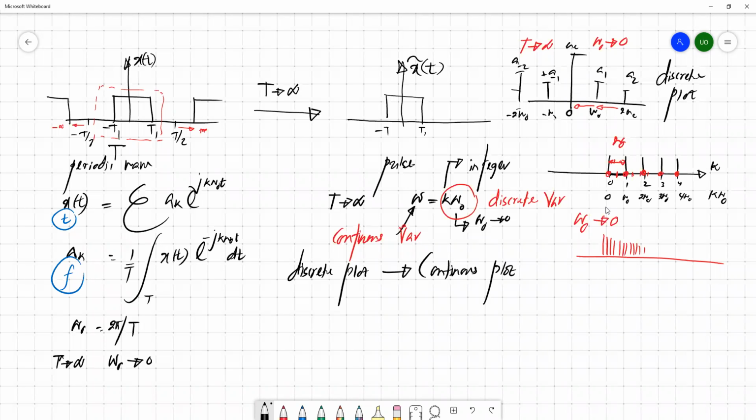So hope it's clear. When T goes to infinity, omega naught goes to 0. So then k omega naught is very, very small. So omega becomes a kind of continuous variable. Omega equals k omega naught.